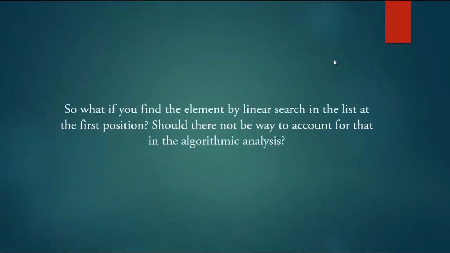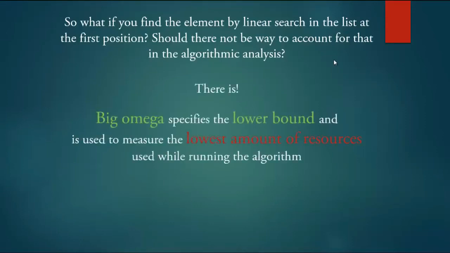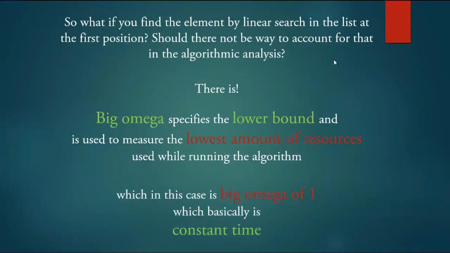So what if you find the element by linear search in the list at the first position? Should there not be a way to account for that in the algorithmic analysis? There is, and that is none other than big omega. Big omega specifies the lower bound and is in stark contrast to what the big O measures. Big omega is used to measure the lowest amount of resources used while running the algorithm, which in this case is big omega of 1, which is basically constant time. And that occurs when the element is present in the first element of the list. And it's constant time because it doesn't really need to worry about the size of the entire input because it is at the first position.